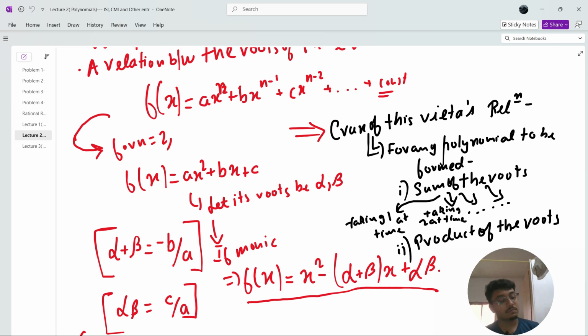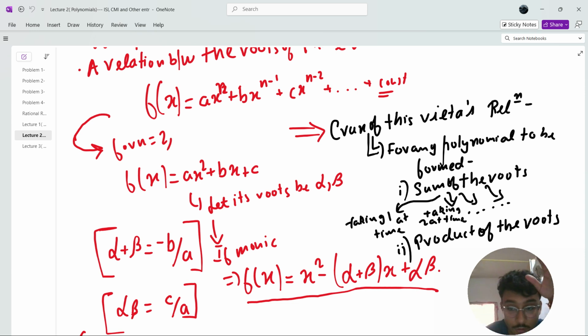And if it is monic, then monic means my highest degree term's coefficient would be 1. So my a would be 1, then my alpha plus beta would be minus b, and alpha beta would be c. Then the equation which we can form by using the roots would be f of x is equal to x square minus of alpha plus beta of x plus alpha beta.